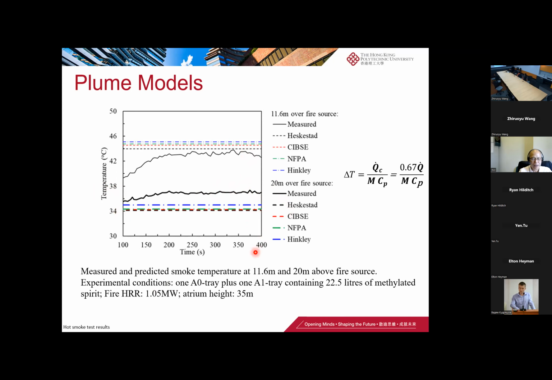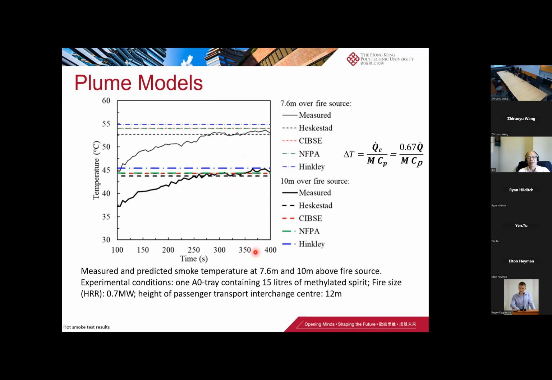This is from the high atrium. And another test is from the PTE, the Passenger Transport Exchange Center, which is 12 meters tall, and the thermocouples were installed at the 10 meters level and the 7.6 meters level.